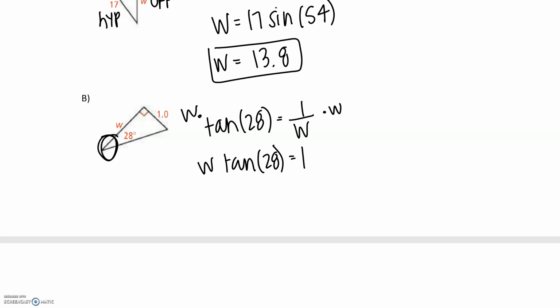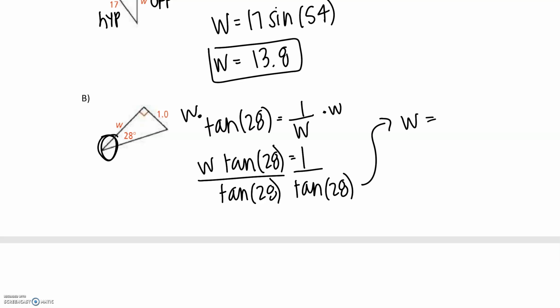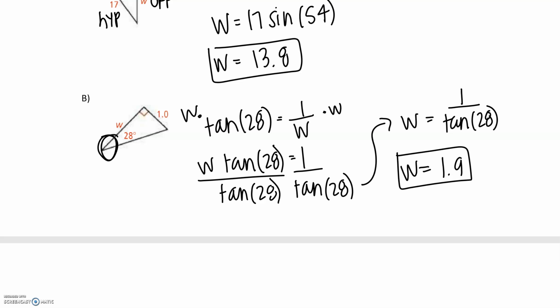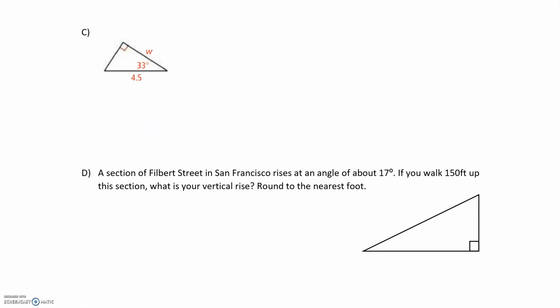And we have to get this tangent away from W, so we are going to divide both sides by that tangent of 28. Which leaves us with W equals 1 over tangent of 28. And when we do that in our calculator, that should give us 1.9 when we round it to the nearest tenth.